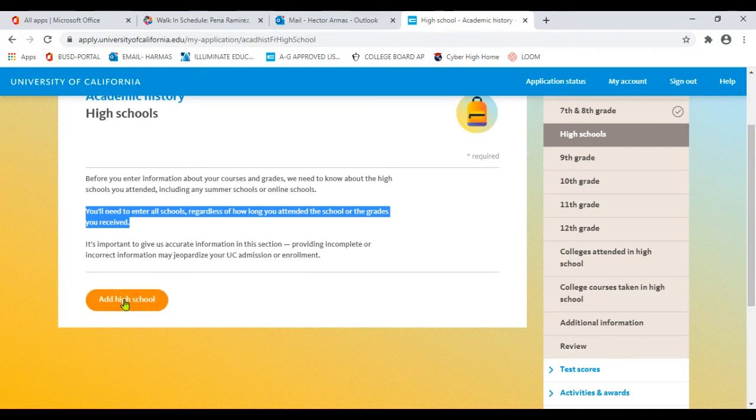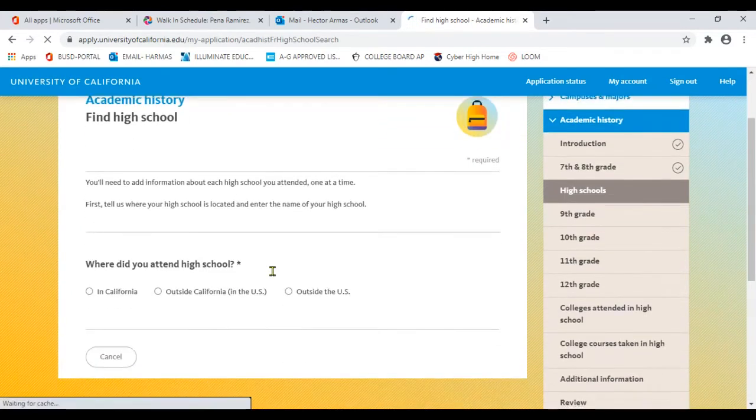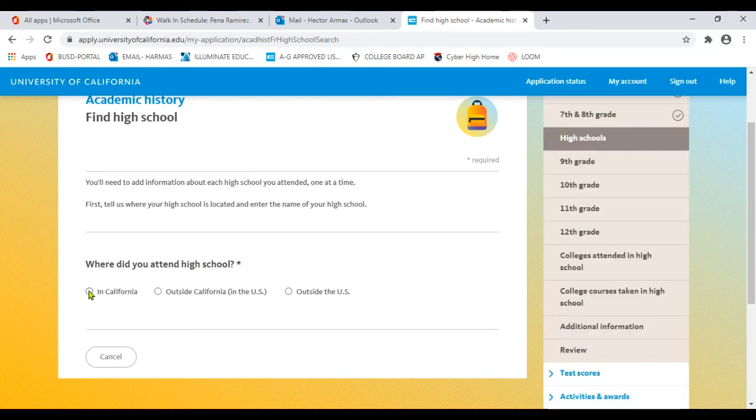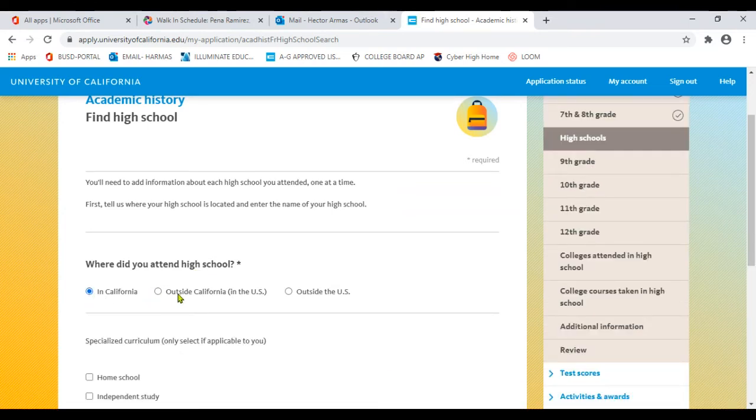So let's go ahead and add the high schools that you attended. The question is, where did you attend high school? Well, I'm going to include here that I've been attending high school in California.